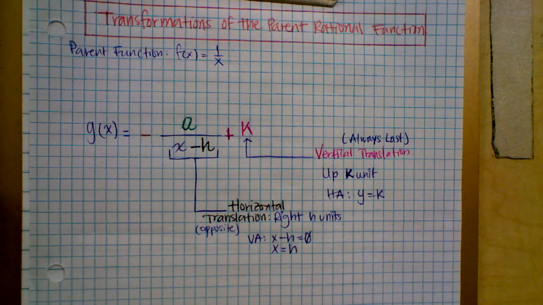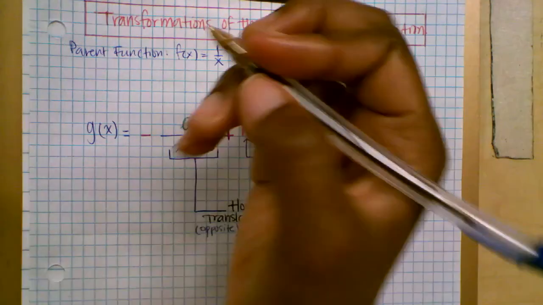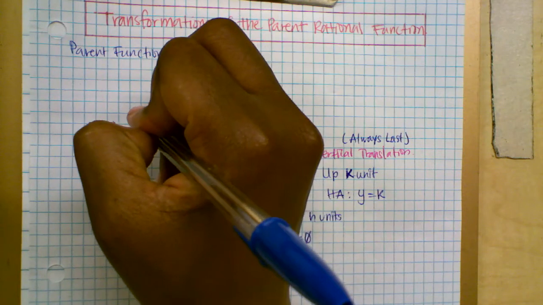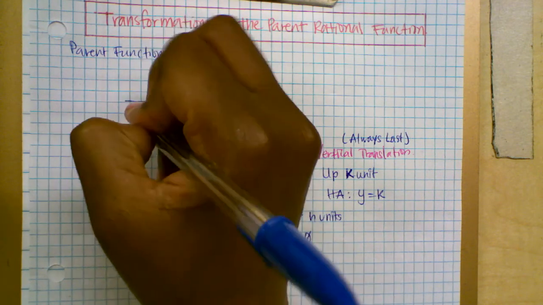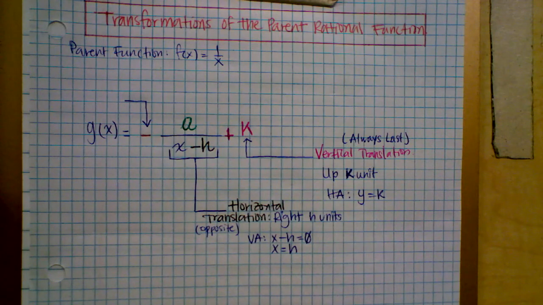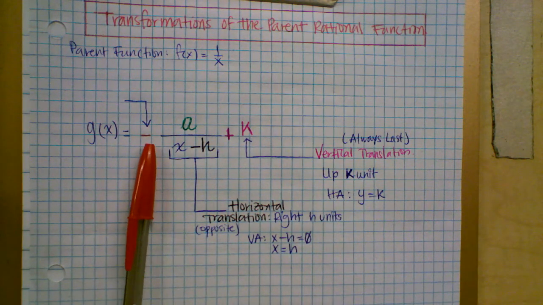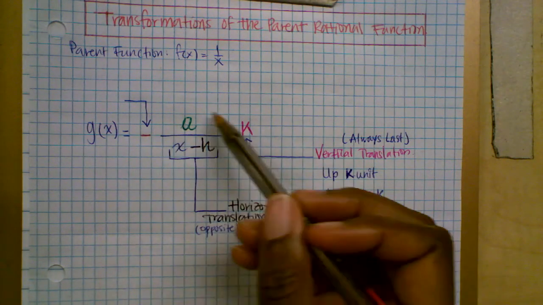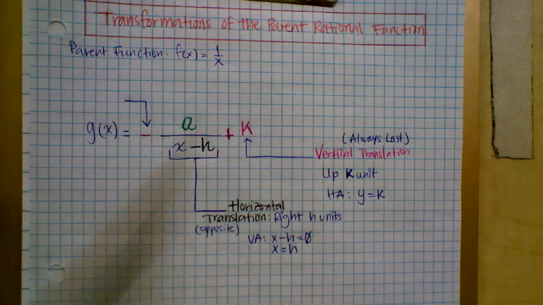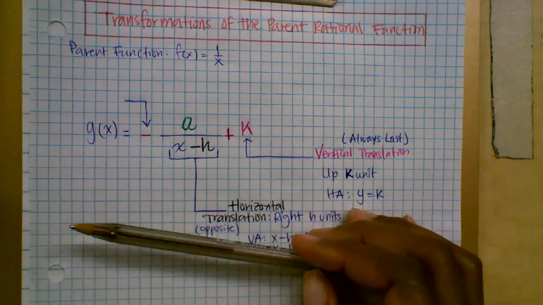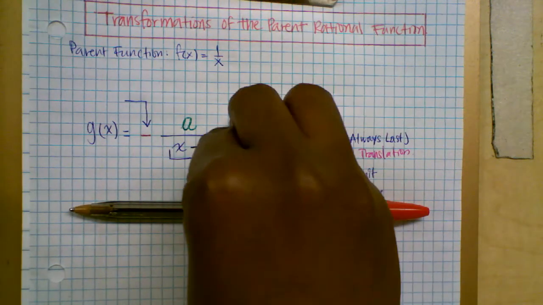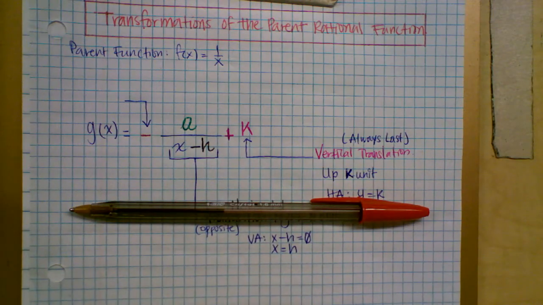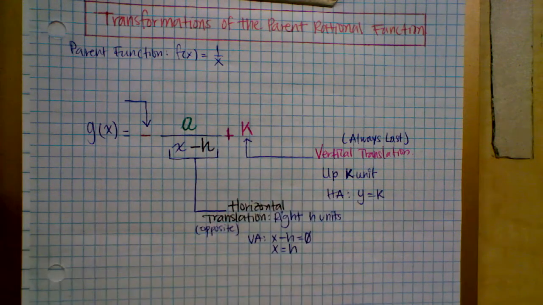Now the next transformation I'm going to show you is this one right here. What kind of transformation do we have here? We have a negative, so we know that it's a reflection. This represents the y, the output, and now the y values are becoming negative. The only transformation that will allow us to go from positive y values to negative y values is a reflection across the x-axis.